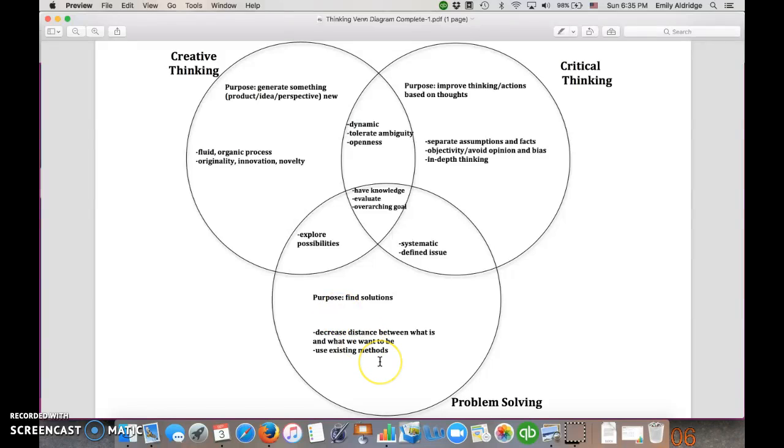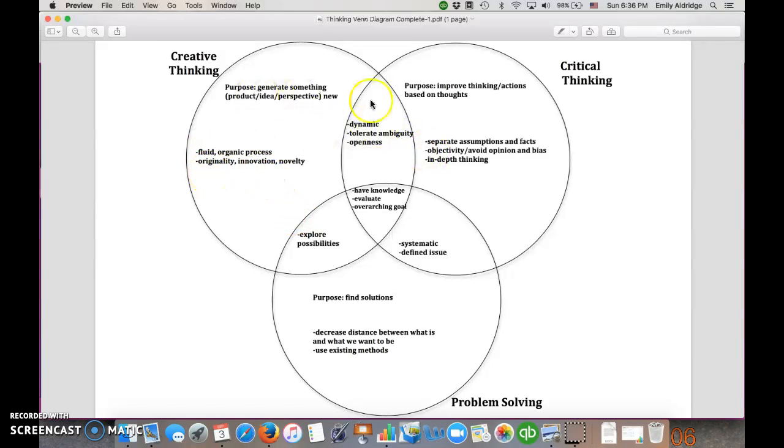So in the chapter that we will read for this week, it talks about creative problem solving. So creativity and problem solving, and where these two meet, is to bring this idea of innovation to expand this concept of existing methods. So with problem solving, we're stuck with existing methods, but if we do creative problem solving, we can explore possibilities and new possibilities because we're bringing originality to the table.